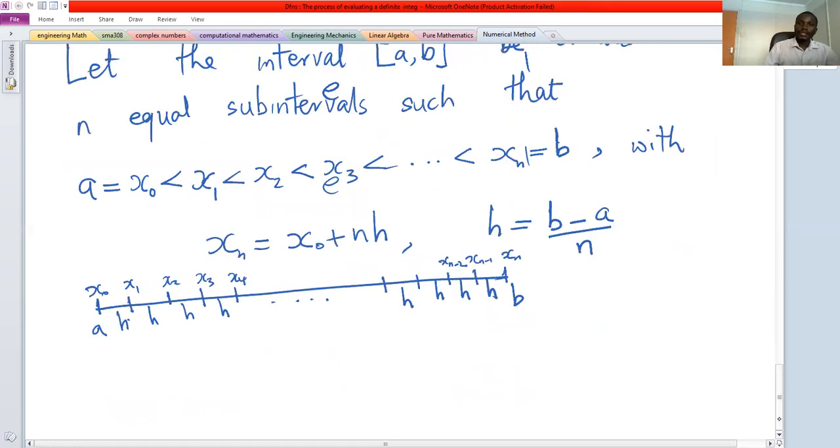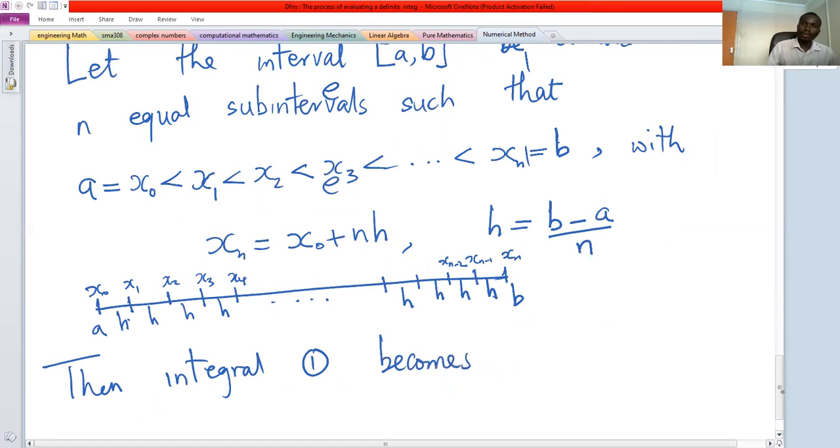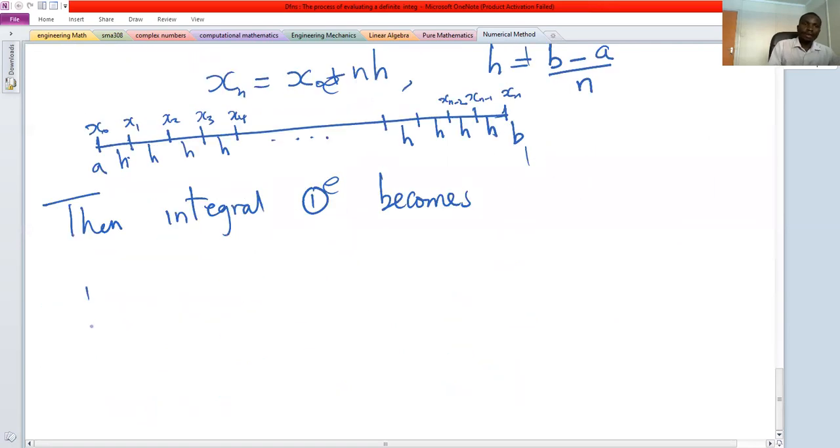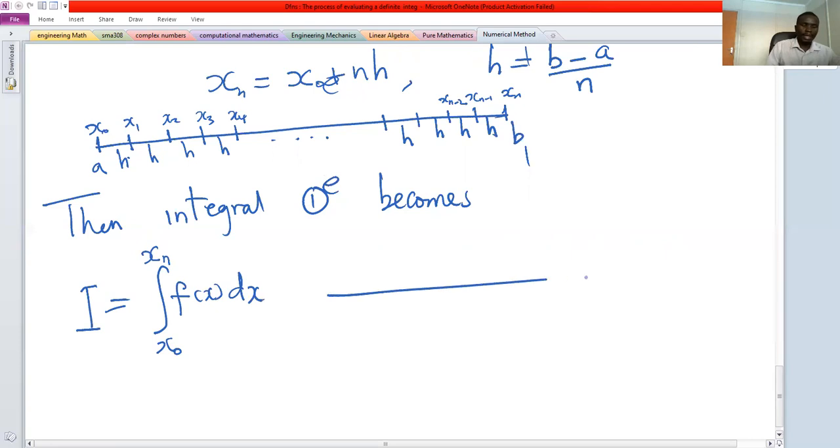Then with this division, the integral 1 becomes I equals the integral, now a is the same as x naught, so you write x naught, b the same as xn, so x sub n, f of x dx. Let's call this one relationship 2.